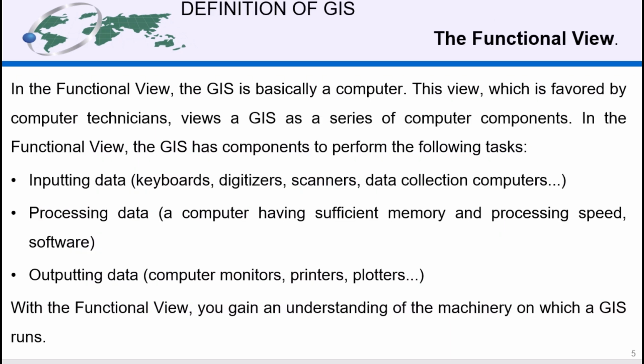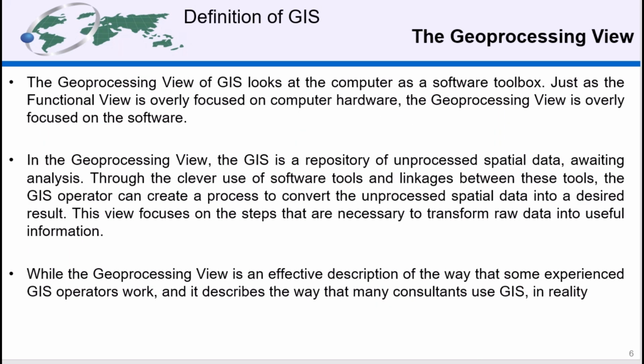In the functional view, GIS is basically a computer. This view, which is favored by computer technicians, views the GIS as a series of computer network components. In the functional view, the GIS has a component to perform the following tasks: inputting data, using keyboards, digitizers, scanners, data collection computers; processing data, a computer having sufficient memory and processing speed; outputting data, computer monitors, printers, plotters. With a functional view, we gain an understanding of the machinery on which a GIS runs.